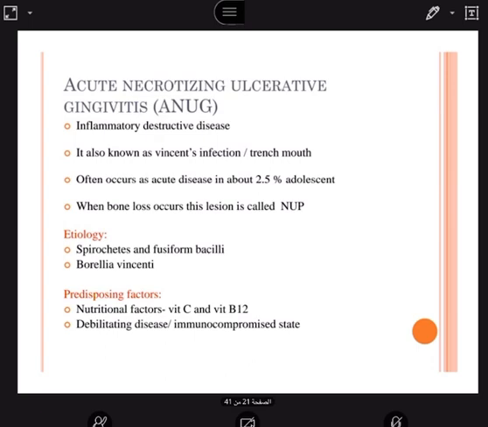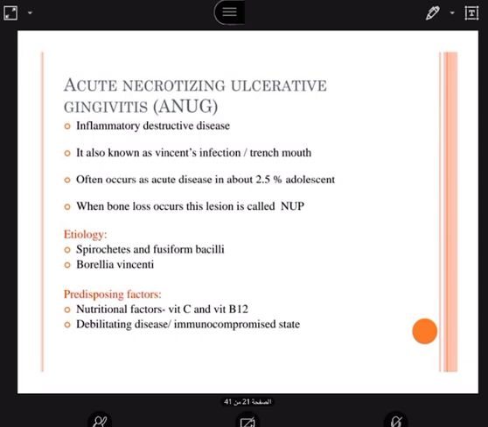These are the organisms which cause what? Acute necrotizing ulcerative gingivitis. Predisposing factors, again, when there is a vitamin C or vitamin B12 deficiency, it can be seen along with debilitating disease like diabetes mellitus or an immunocompromised condition. A classic immunocompromised state where ANUG is usually seen is HIV patients.